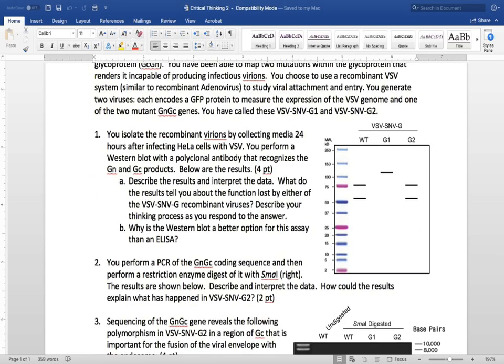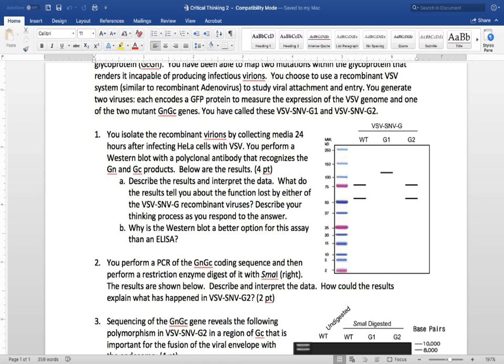What kind of blot? Western. Something we haven't talked about so much yet is oftentimes with Western blots we have a standard that we use to determine the size of the proteins. Wild type, G1, and G2. There's two parts to this problem. One, describe the results. Two, interpret the results.